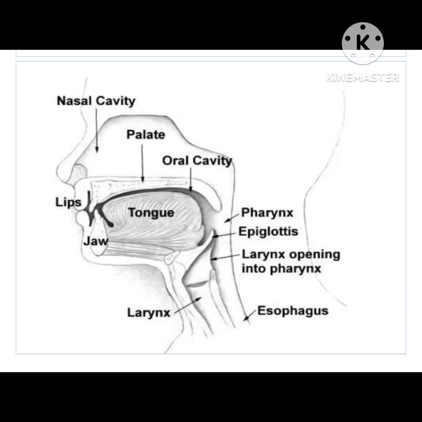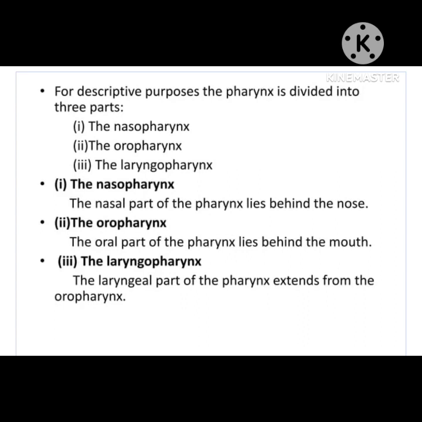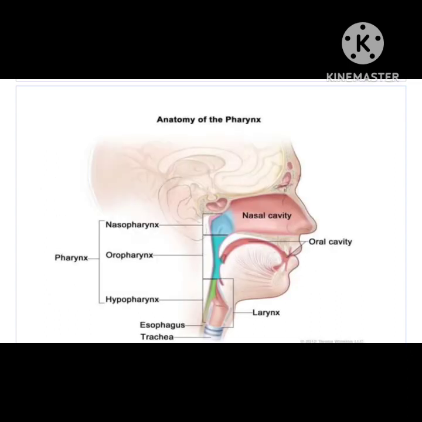So this is the structure. You can see here the different parts. For descriptive purposes, the pharynx is divided into three parts: nasopharynx, oropharynx and laryngopharynx. You can see here in this diagram where the naso-, oro- and hypopharynx are present.